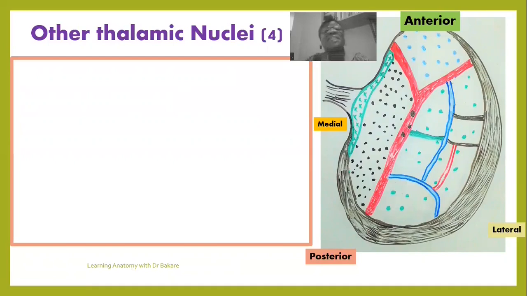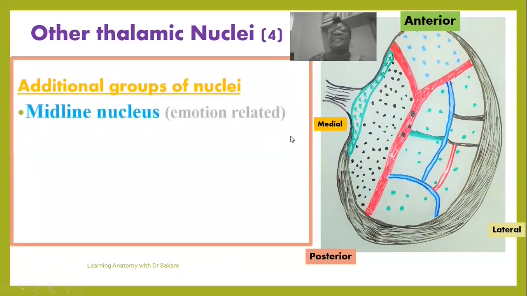We'll be describing additional four thalamic nuclei that are located outside this space. These are also important and involved in specific functions. So the first one we'll talk about is the midline nucleus. The midline nucleus, from the name, is located along the midline.